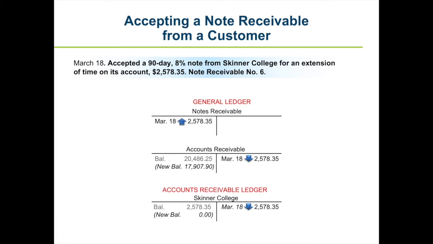The third account affected is Skinner College. We are going to reduce that account by the amount of the note because now we've changed the accounts receivable into a small loan for this college. So when we look at it, we can tell that Skinner College doesn't owe us anything on the books. Instead, it has been converted over to a notes receivable, which is like a small loan.